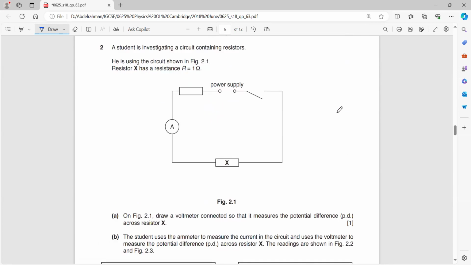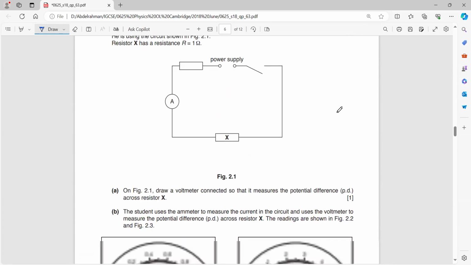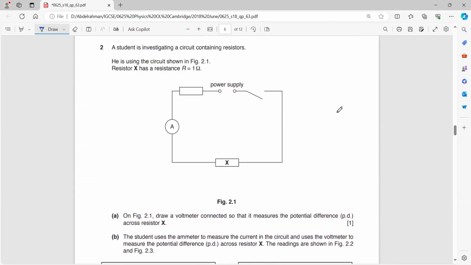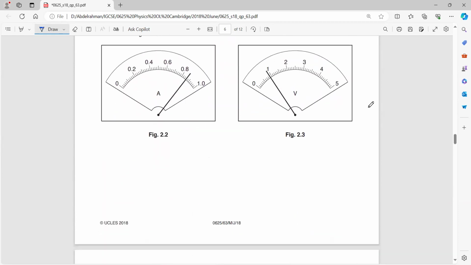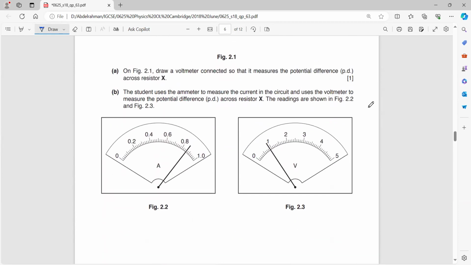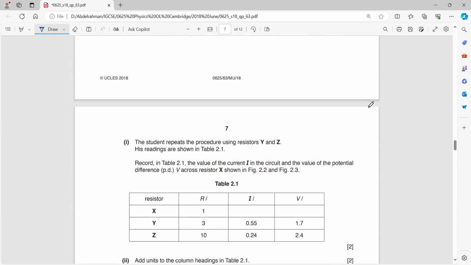I have a circuit, power supply, A and X. On figure 2.1, draw a voltmeter to measure the potential difference across resistor X. It's easy. Voltmeter parallel to X. You can draw it either above the resistor or below the resistor. Can I take the readings of the current and the voltage and write them down in the table?